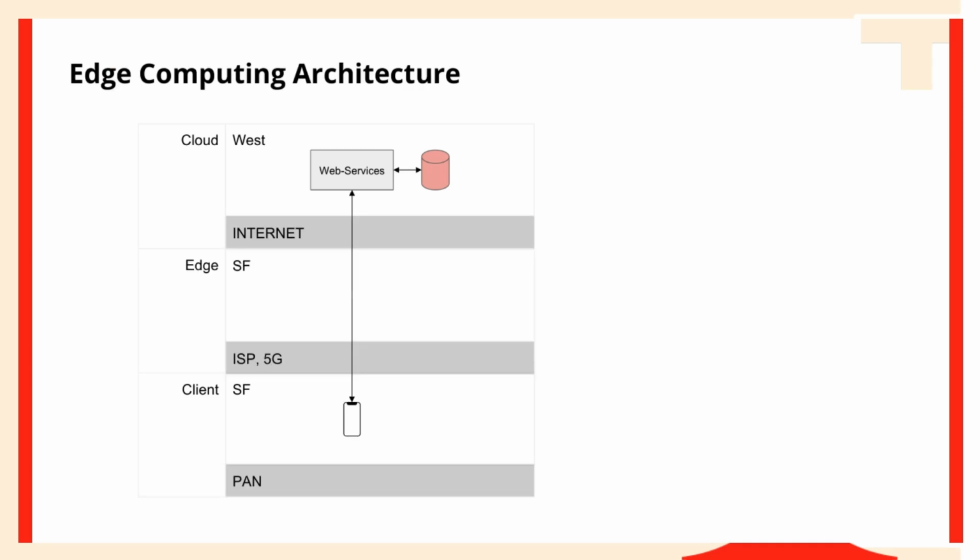All right, so let's contrast that with edge computing. So starting with the same cloud computing architecture, we have web services in the cloud, right? We have a database backing those. And then I've added an additional layer here, right? We have an edge layer where I'm imagining that in San Francisco. And then, of course, the client layer that we started with before.